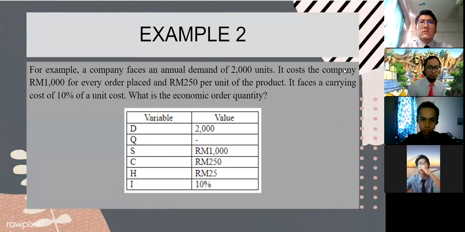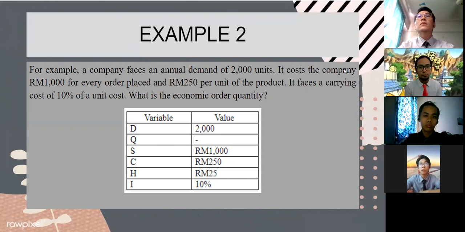Right, so now looking at the second example: a company faces an annual demand of 2,000 units, not specified what kind of unit, and it costs the company 1,000 ringgit for every order placed and RM250 per unit of the product. It faces a carrying cost of 10% of the unit cost. So the question is asking what is the economic order quantity, or EOQ.